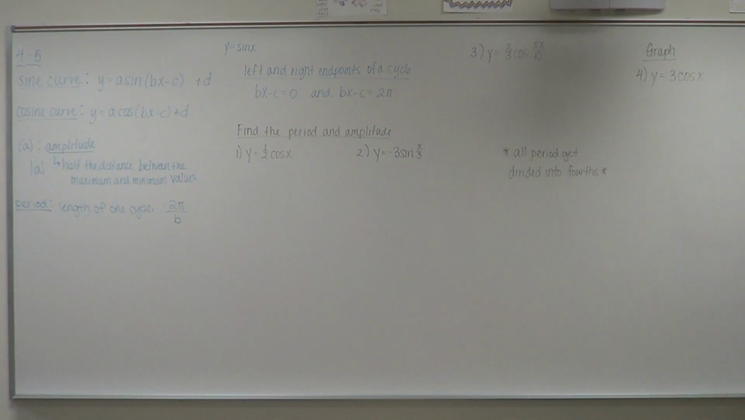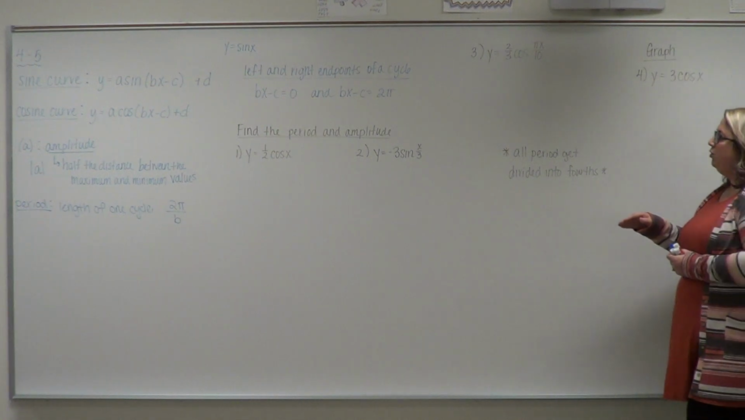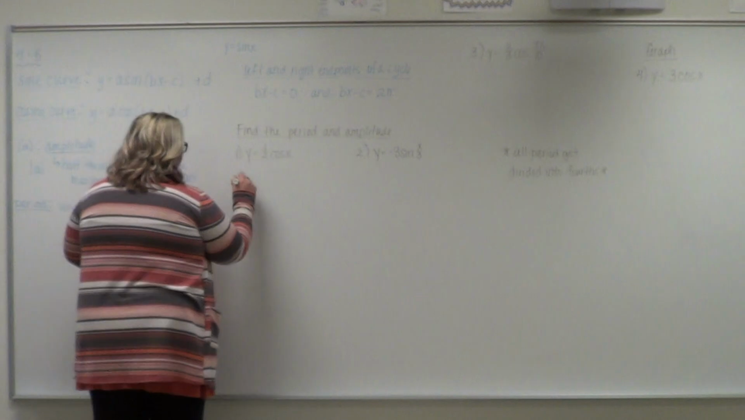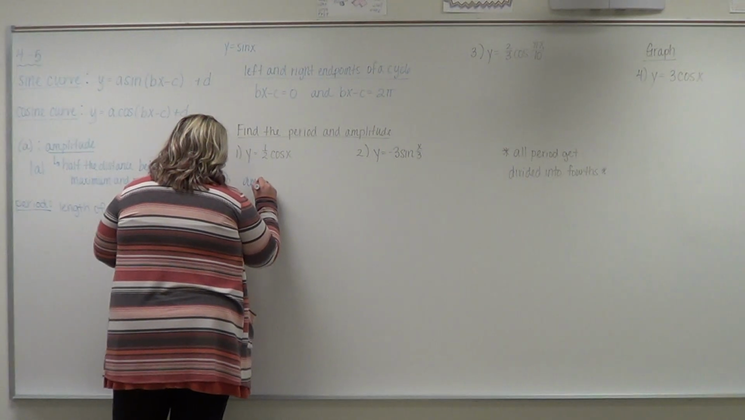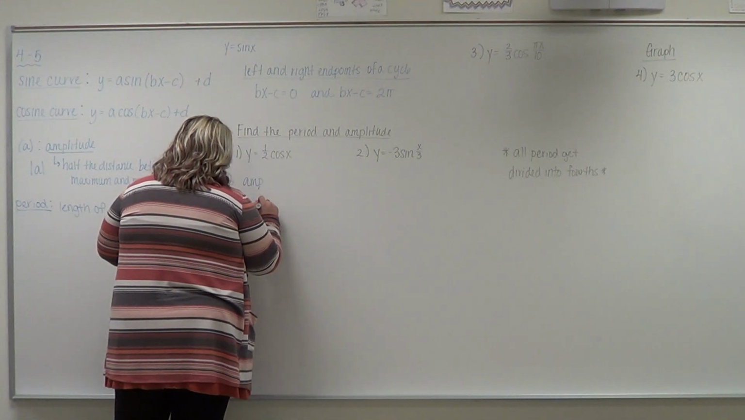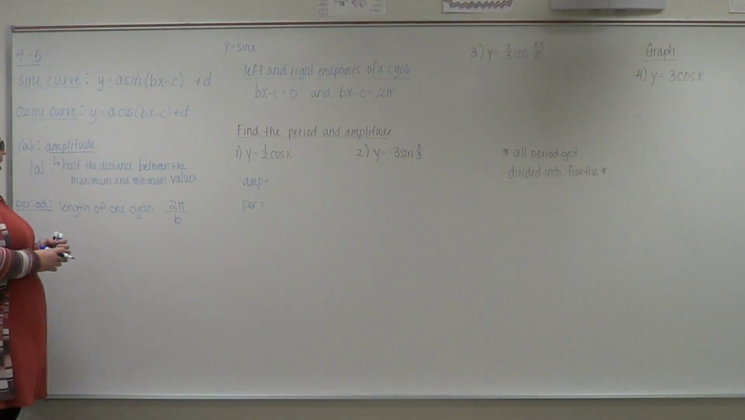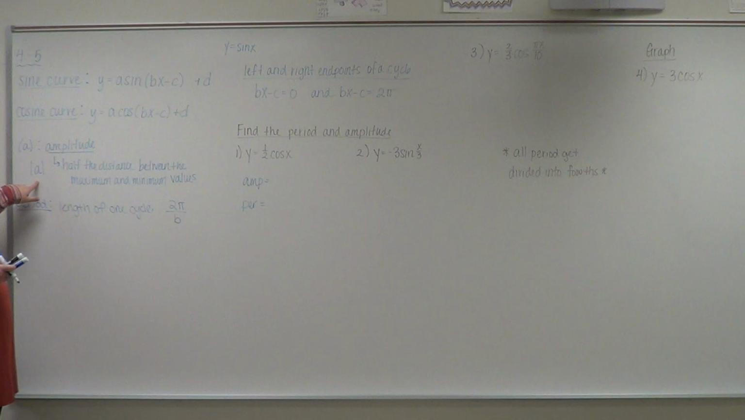First part. You have to be able to find the period and the amplitude before you can actually graph. If you can't find the period and amplitude, you're not going to be able to graph it. So that's what we're going to do first. Amplitude: when you're looking at an equation, it's the absolute value of A. A is the number in front.